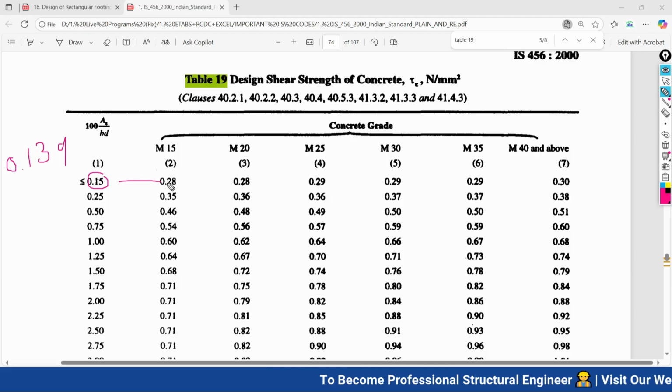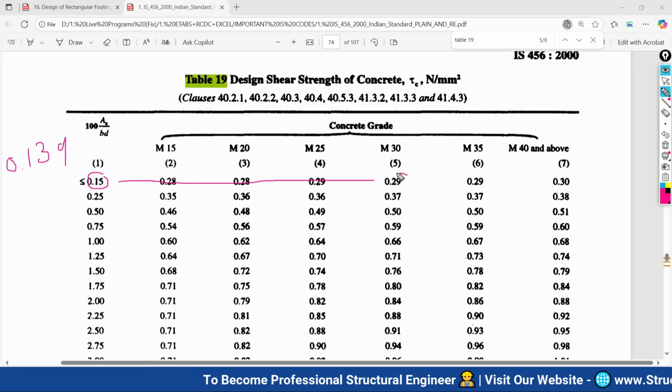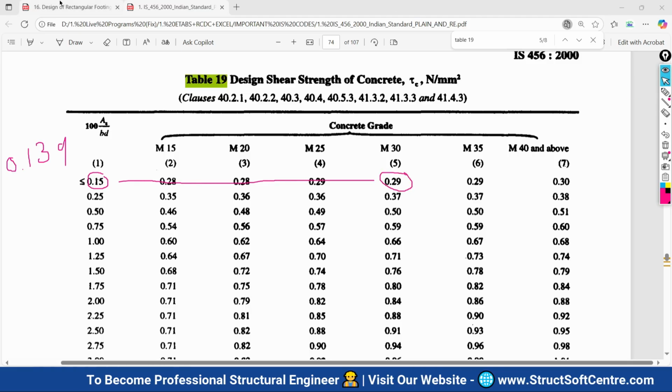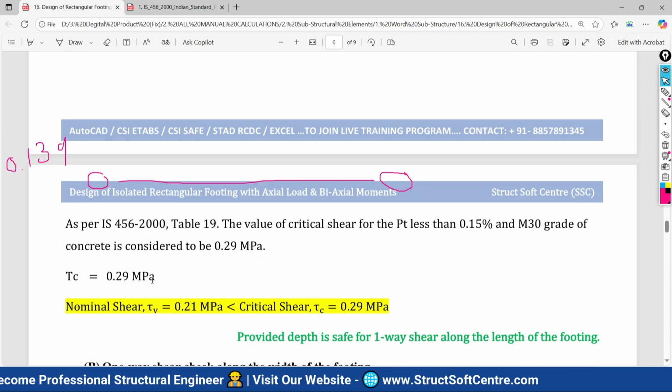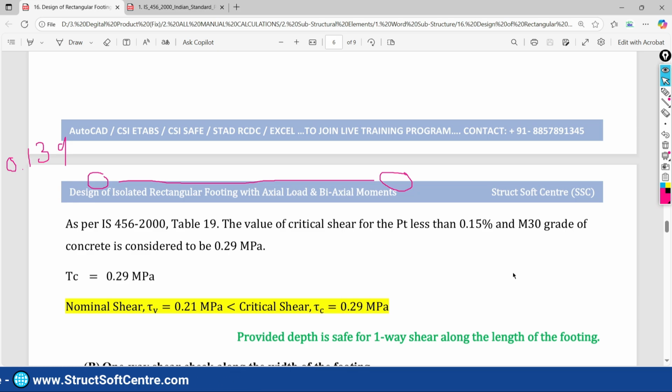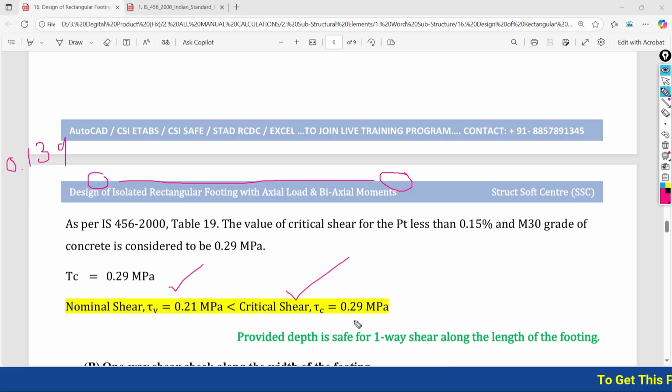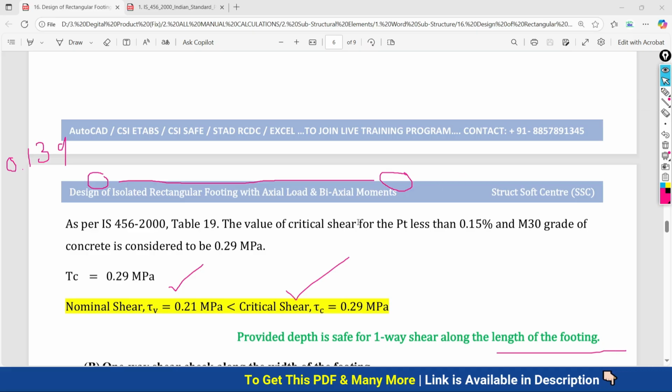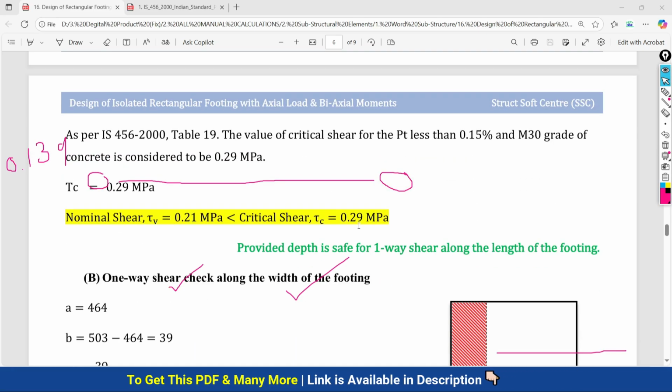0.139, and for M30 grade of concrete it is 0.29. So I am going to put it here as 0.29 critical capacity. So nominal shear is 0.21 and critical shear is what? 0.29. So critical means your capacity. So capacity is more than what action is there, what loading is there. So nominal shear is less than your capacity, hence it is safe. So provided depth is safe for one-way shear along the length of the footing. So along the length of the footing the design is completely okay.